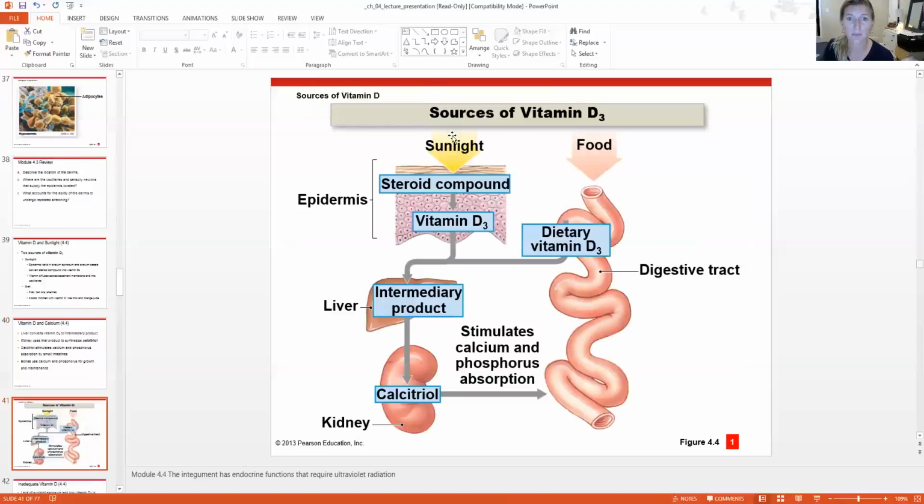This is the overall summary. You have sunlight creating this vitamin D, converted by the liver, then converted by the kidneys, going into the small intestine and increasing our absorption of calcium, all for healthy bones.